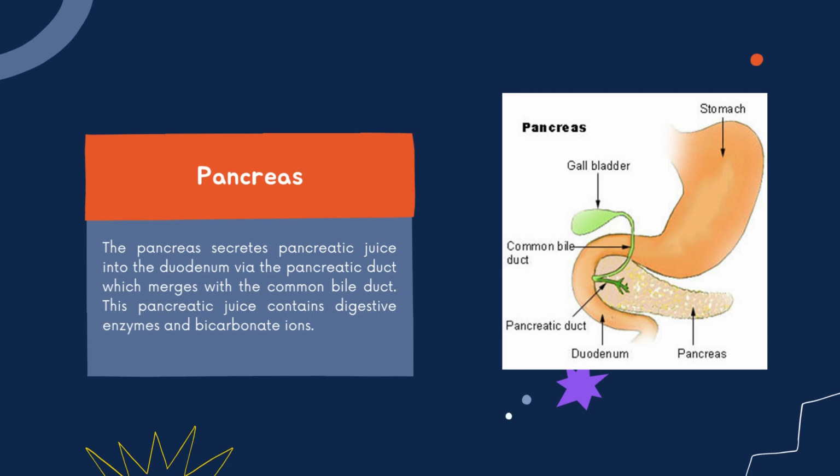Now we have the pancreas, which secretes pancreatic juice into the duodenum via the pancreatic duct, which merges with the common bile duct. This pancreatic juice contains digestive enzymes and bicarbonate ions. Its role is so vital to digestion that a person would starve without it even if they were consuming an adequate amount of food.